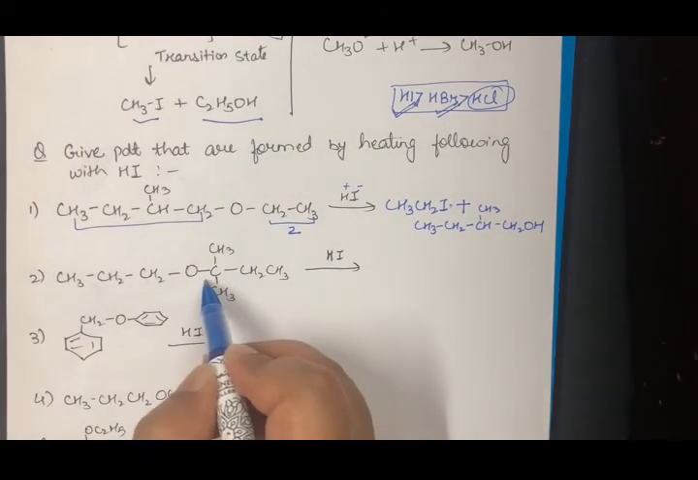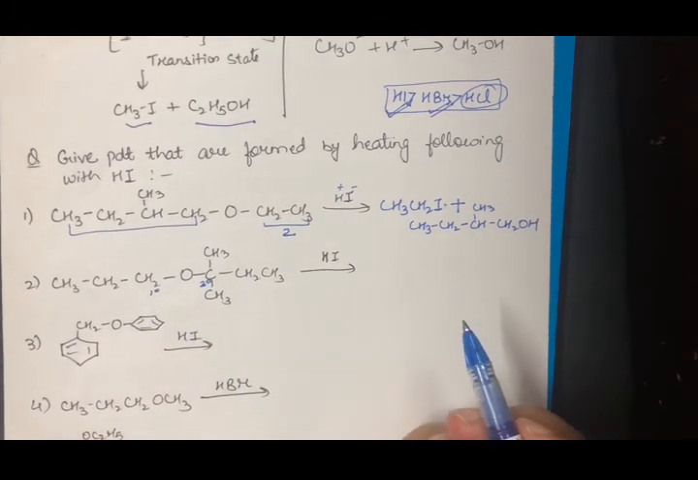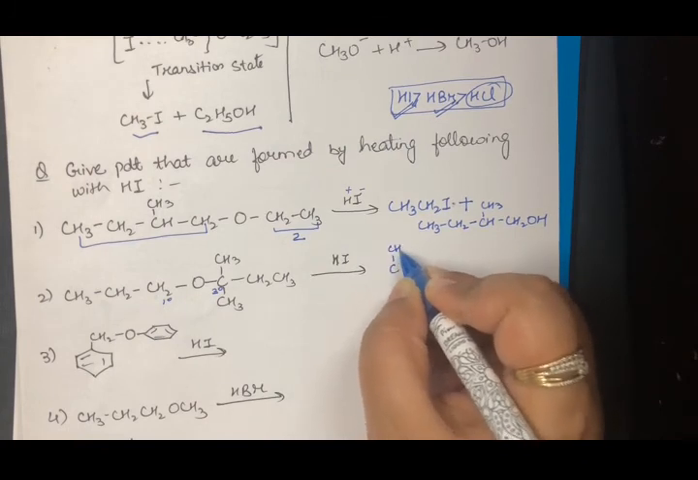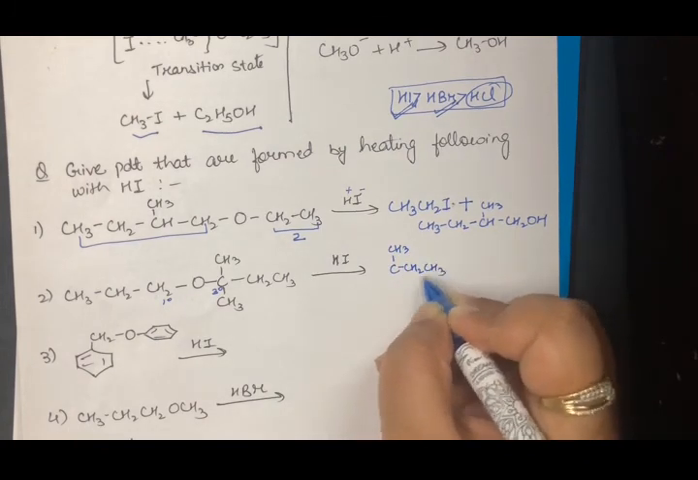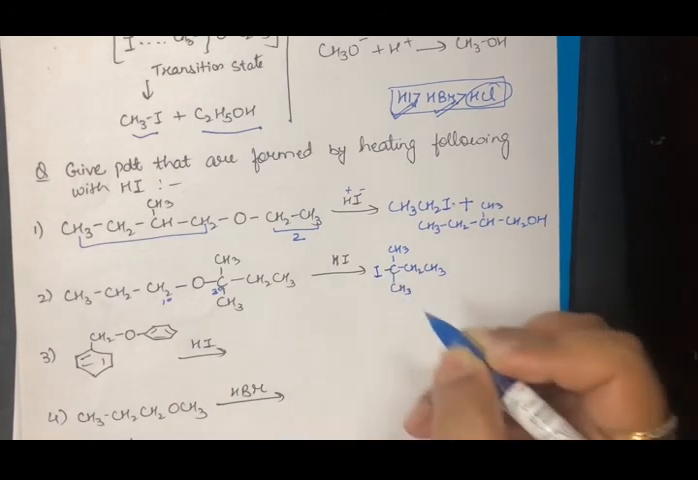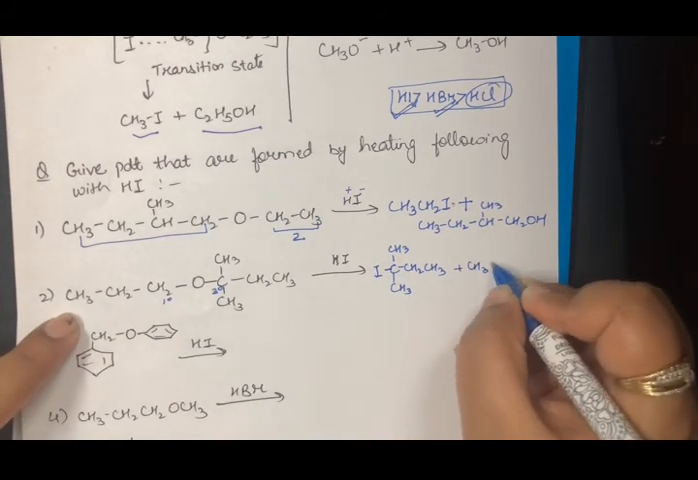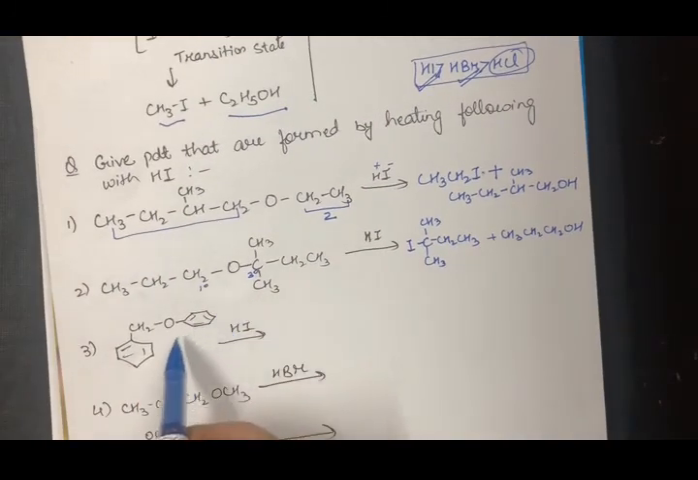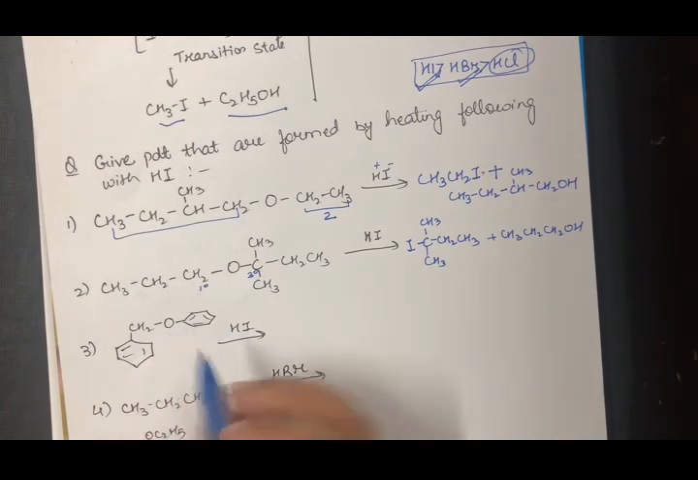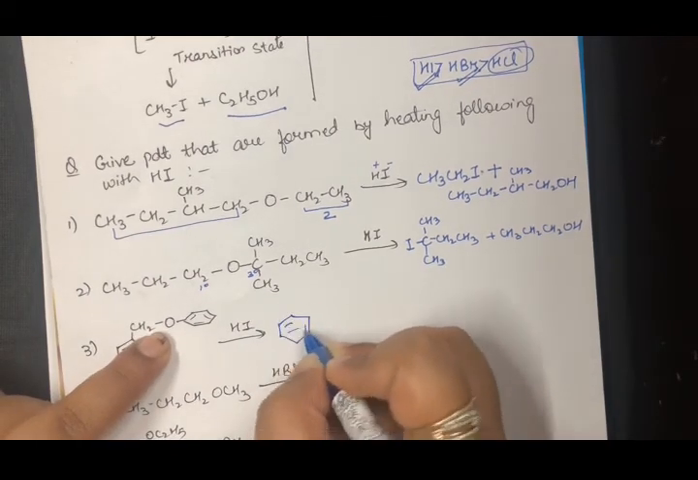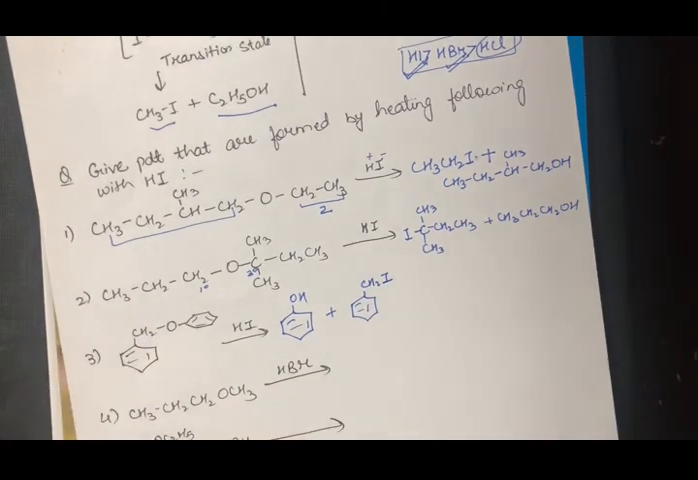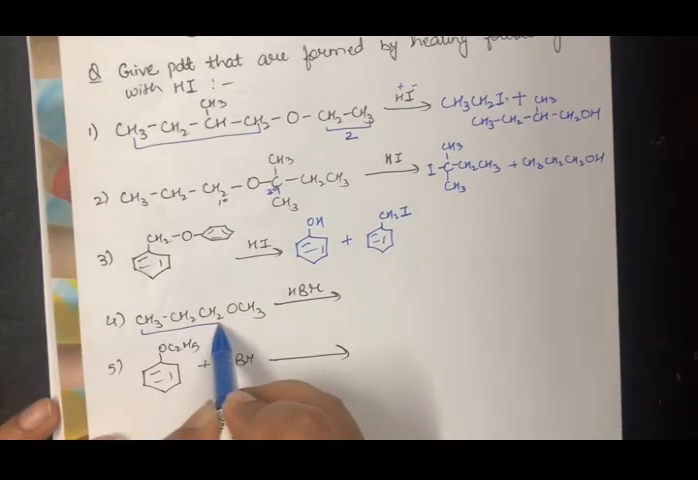Now talk about this. Here on one side I have a tertiary group, on the other side I have a primary group. So what will be the condition? My negative will go and attack the tertiary group. So it will be C(CH3)3I here, plus CH3CH2CH2OH. Now this one, from where will the bond break? Can the bond break from here? No, because there would be a partial double bond character. So what will I end up getting? I will get my phenol plus benzyl iodide.